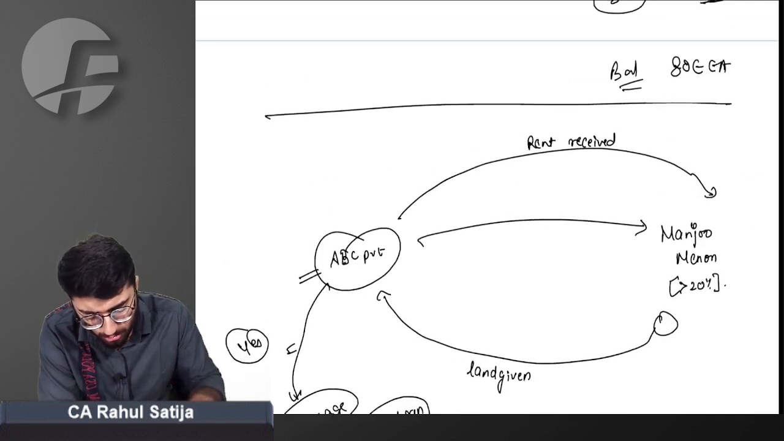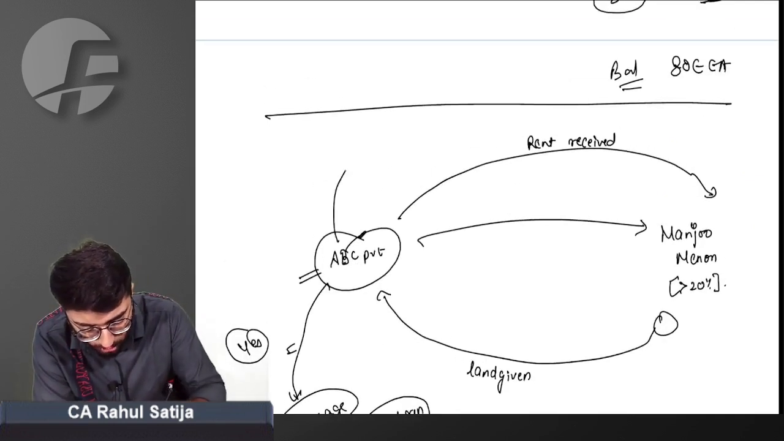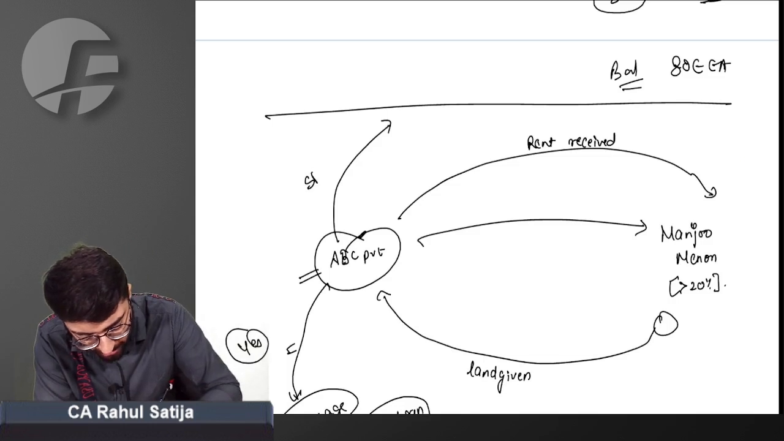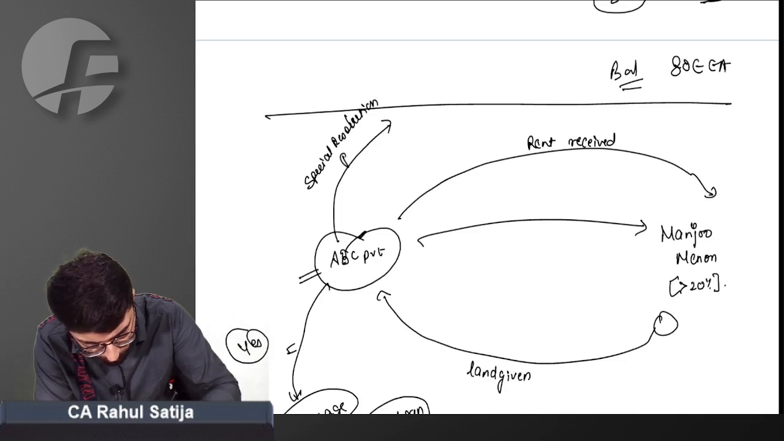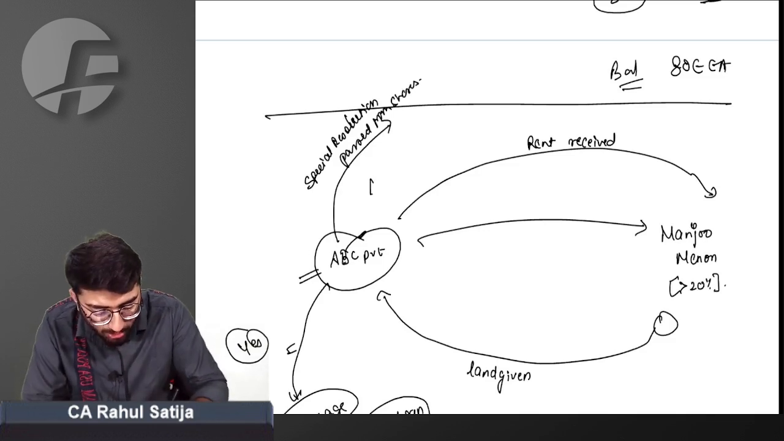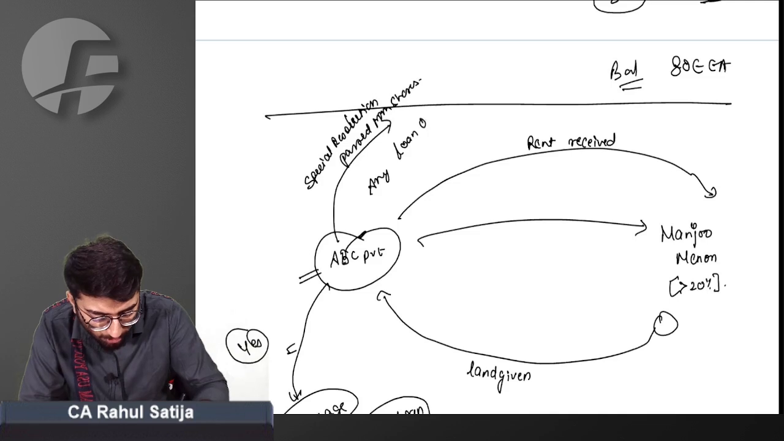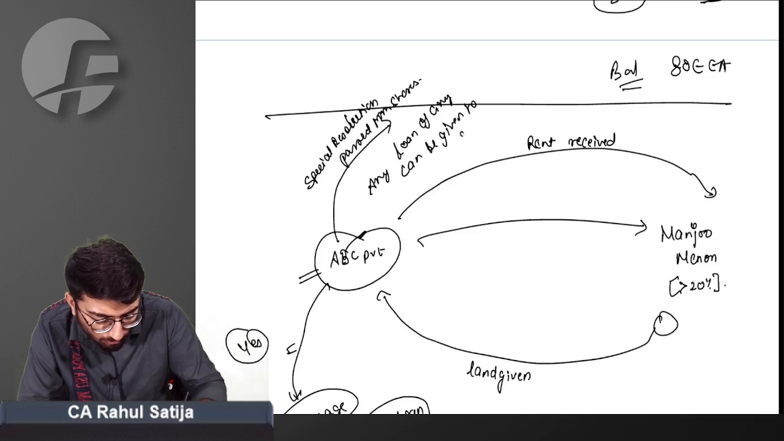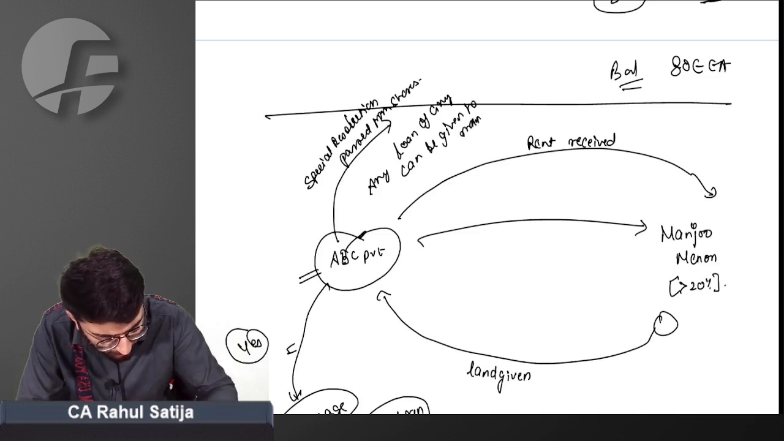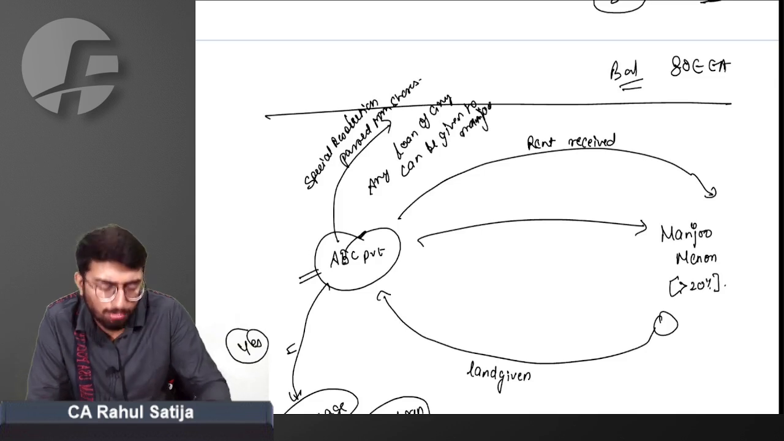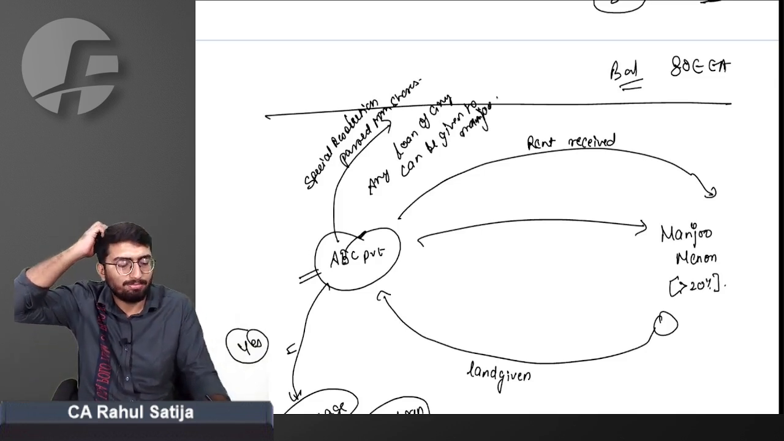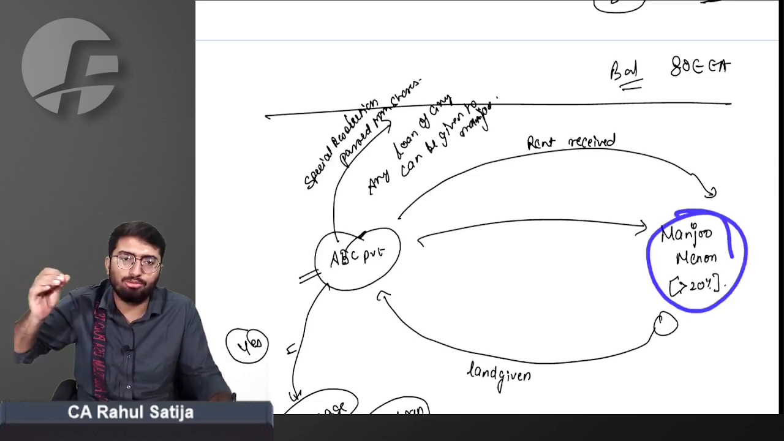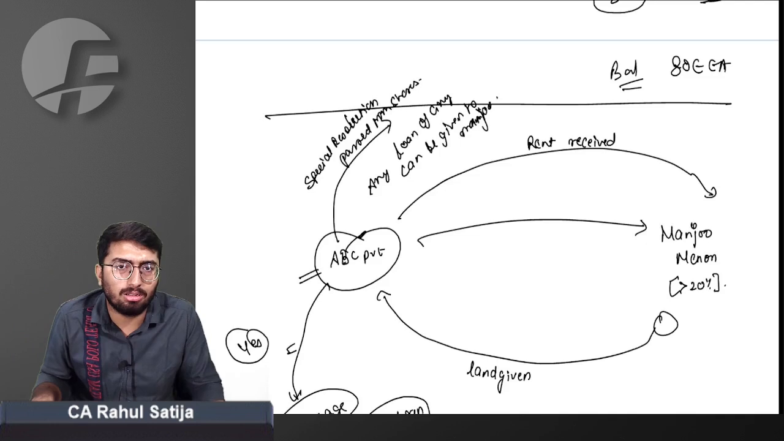What can he do? Manju Menon asked ABC Private Limited to get a special resolution passed from shareholders that a loan of any amount can be given to Manju Menon. Manju Menon asked the company to get this resolution passed. It got passed easily because Manju Menon was the greater shareholder. He had an influence. This resolution was passed.